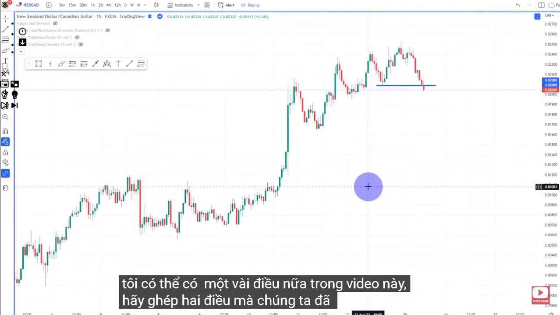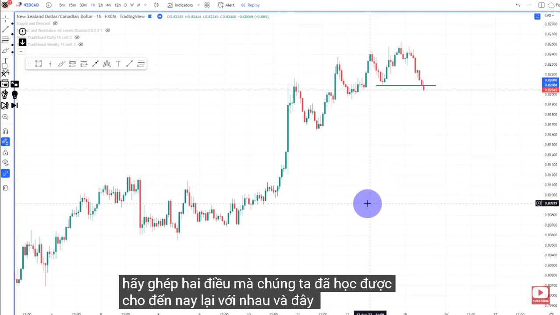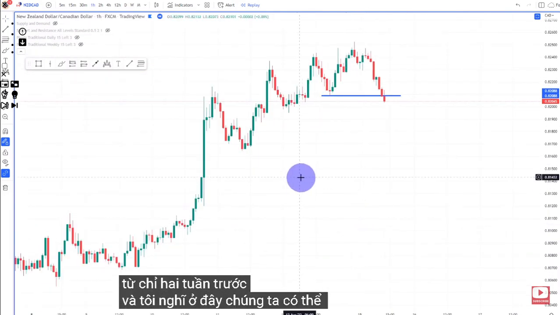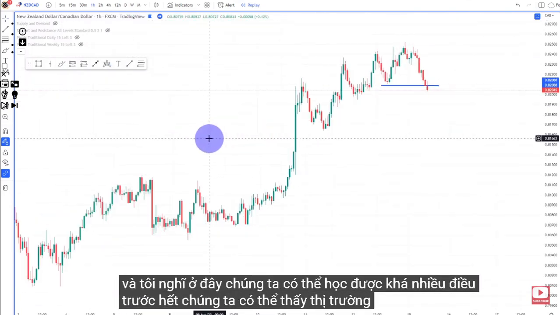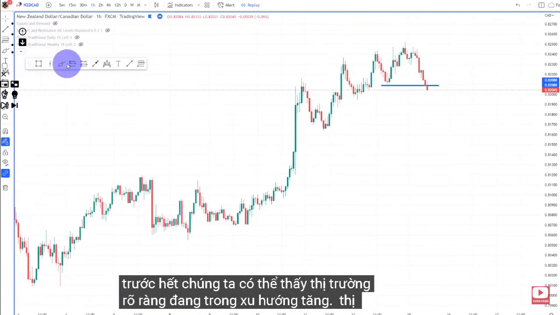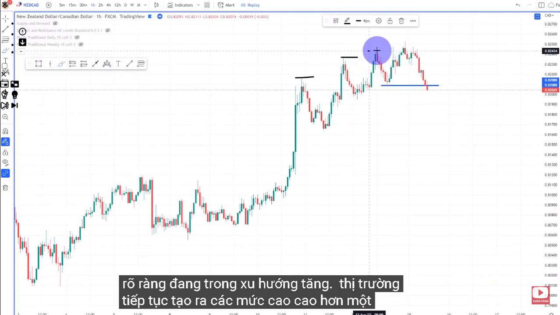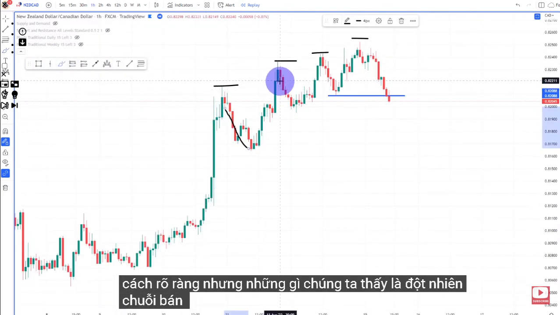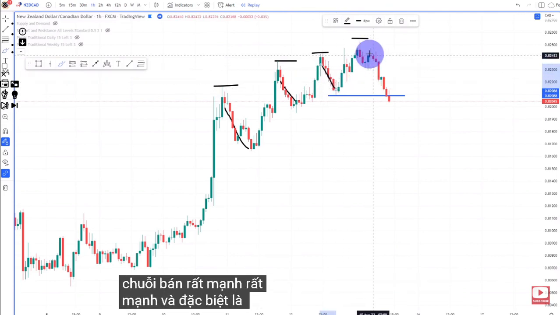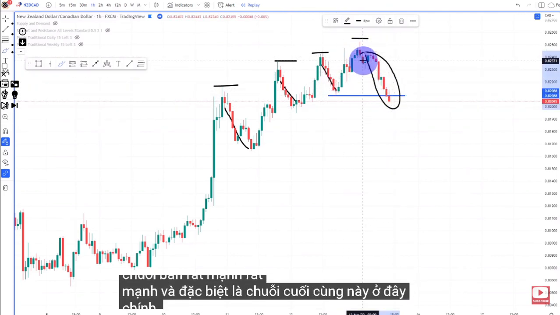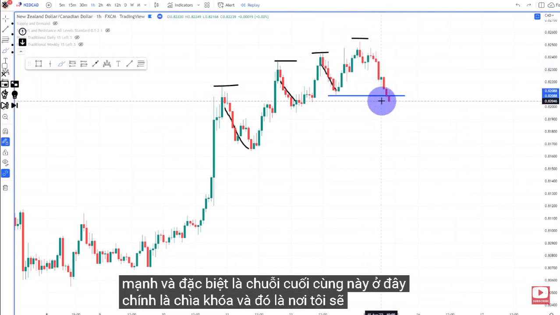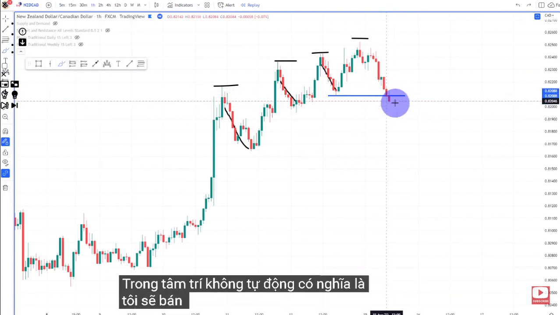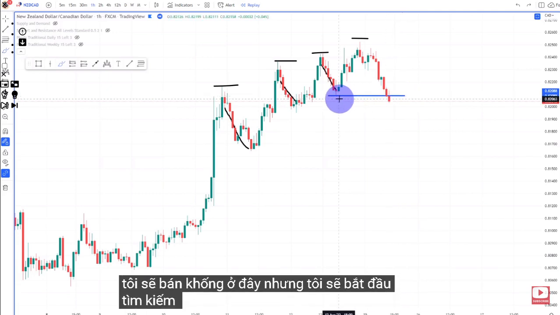Let's put the two things that we learned so far together, and this is an example from just 2 weeks ago. And I think here we can learn quite a bit. First of all, we can see the market was clearly in an uptrend. The market kept making higher highs, clearly. But also what we see is suddenly very strong selling sequences, very, very strong. And especially this last one here. That's the key, and that is where I would shift towards a bearish mindset. Keep in mind, it doesn't automatically mean that I will short here, but I will start looking for shorts.